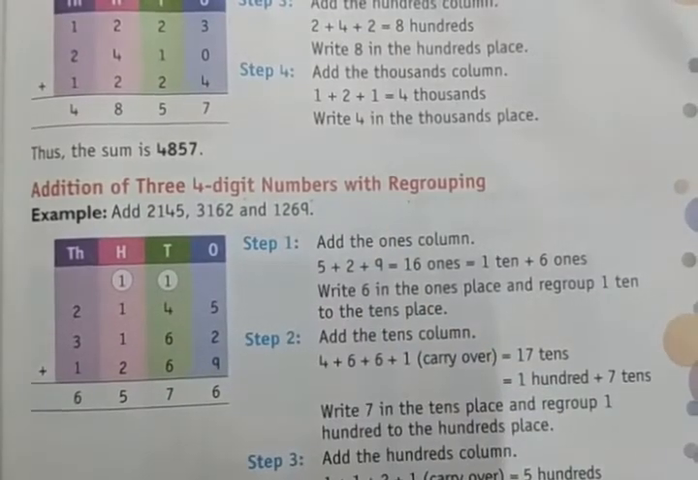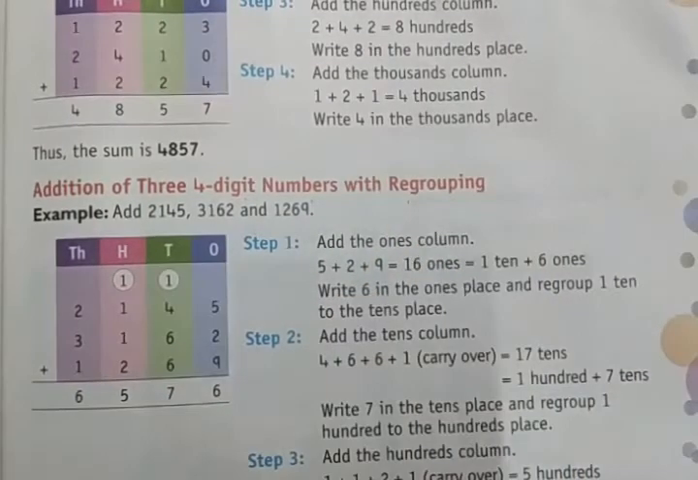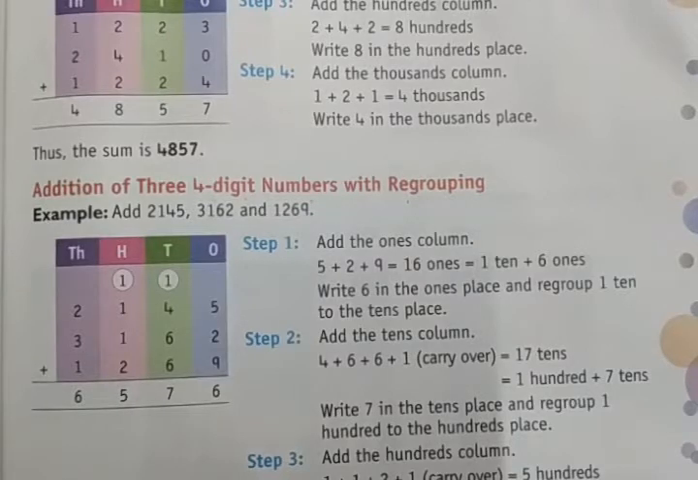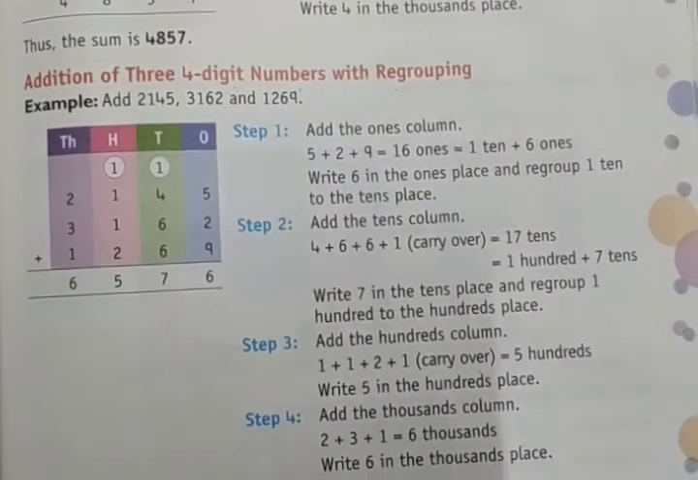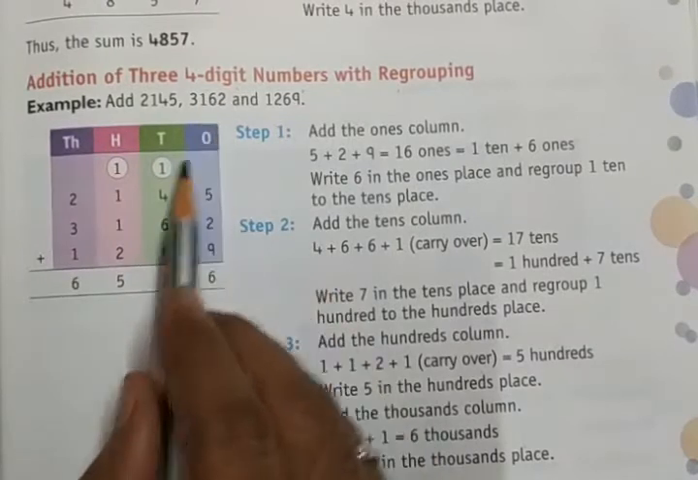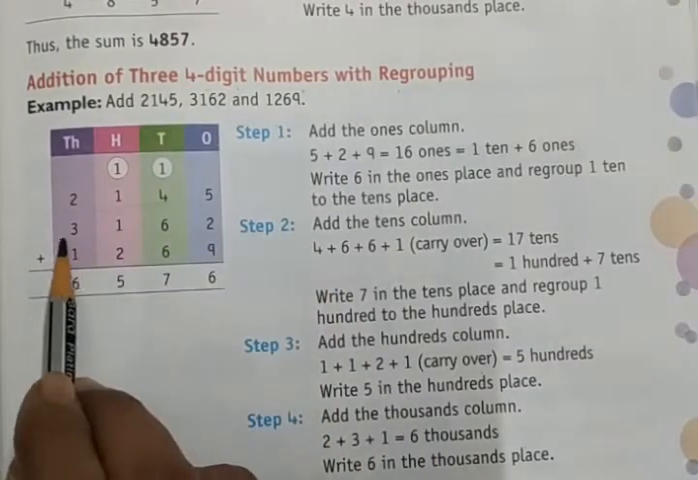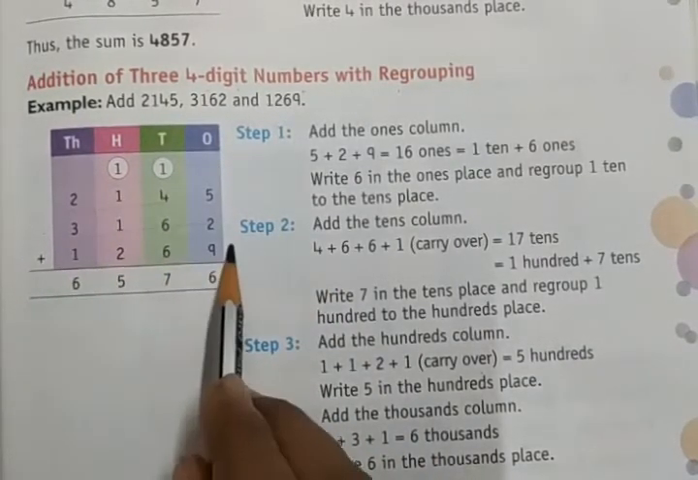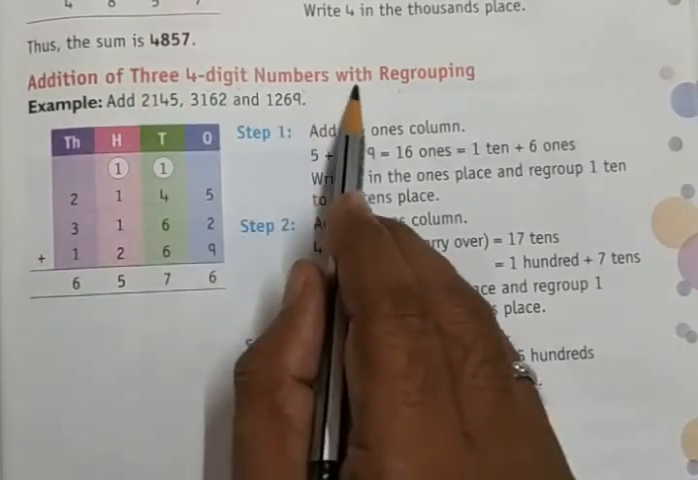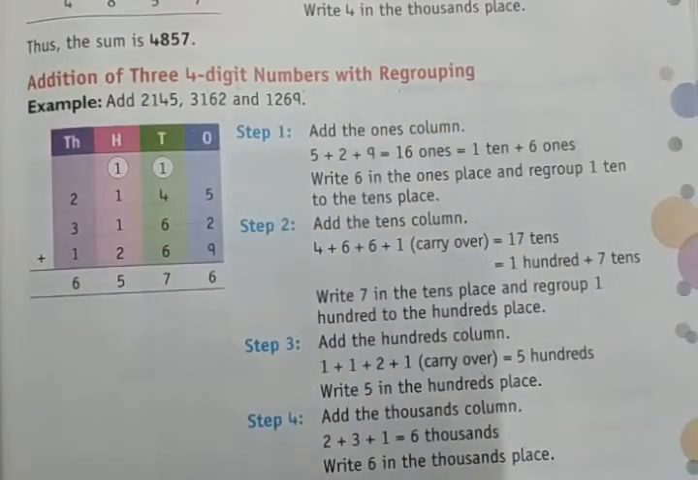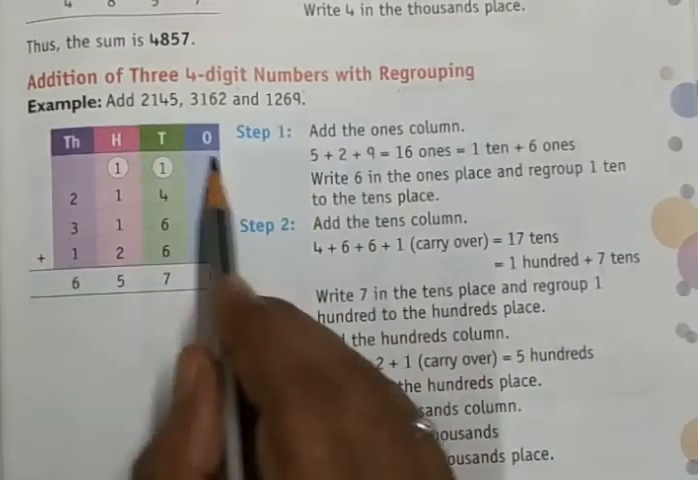Addition of 3 4-digit numbers with regrouping. This is without regrouping, here with regrouping. In with regrouping, you should be careful while giving the carry and adding that carry number to that particular column. Okay. Same thing. Addition of 3 4-digit numbers with regrouping means with carrying. Step 1, same, arranging the place values properly.